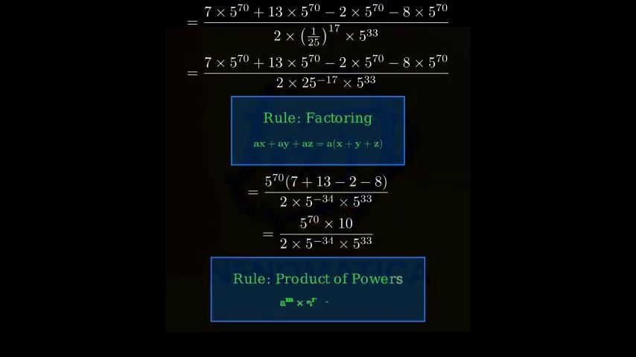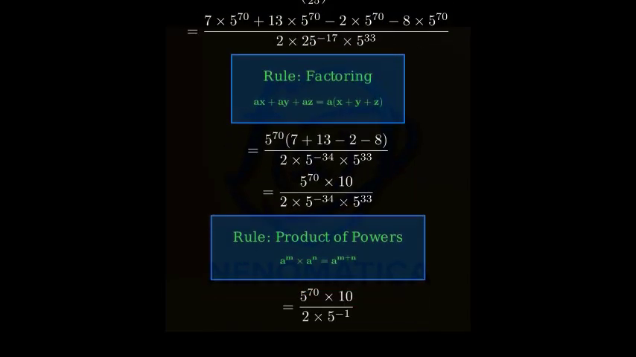Now, let's combine the exponents in the denominator. We have 5 to the power of negative 34 times 5 to the power of 33. Using the product rule for exponents, when we multiply powers with the same base, we add the exponents. So we get 5 to the power of negative 34 plus 33, which is 5 to the power of negative 1. Let's simplify the remaining expression.